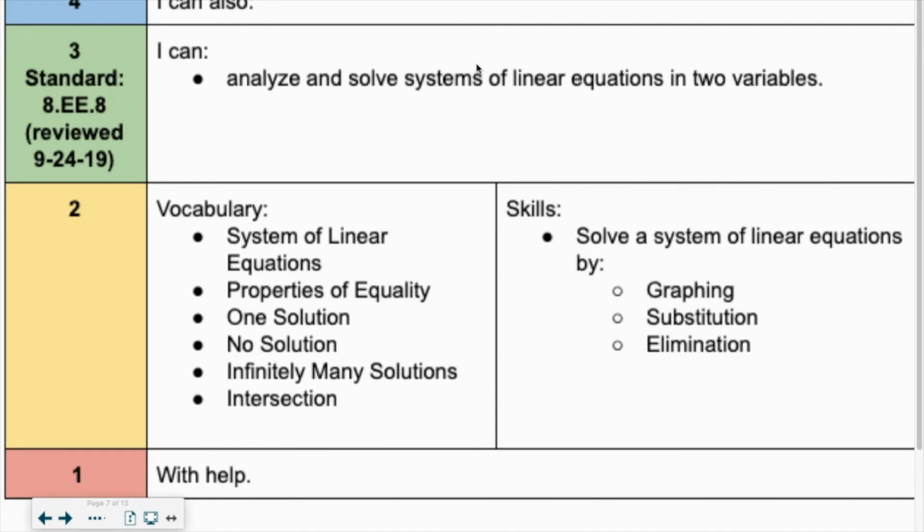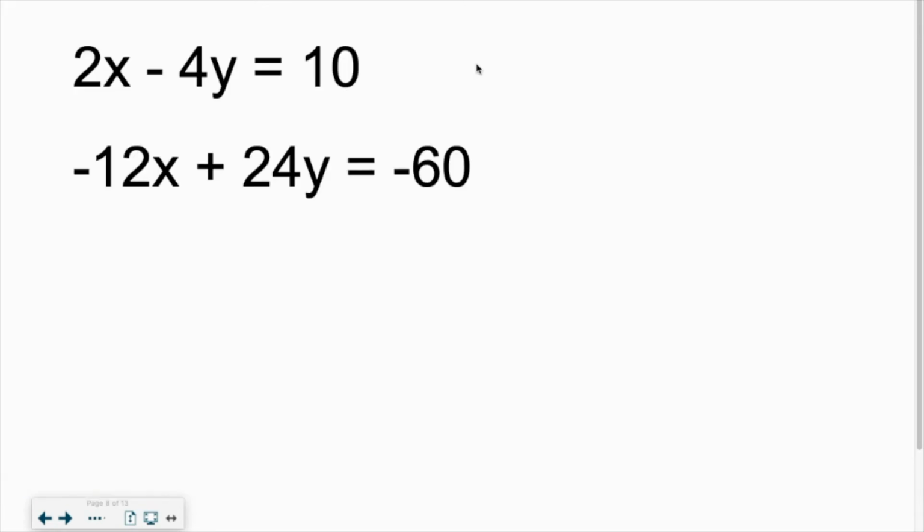We said we can solve using any of these skills over here. Today there will be one solution. There will be no solution, and there might be infinitely many solutions. These are your three choices. If it's one solution, like the last one, it'll come out to some point, 0, 3. If it's no solution, they are parallel lines. You get some sort of false statement.